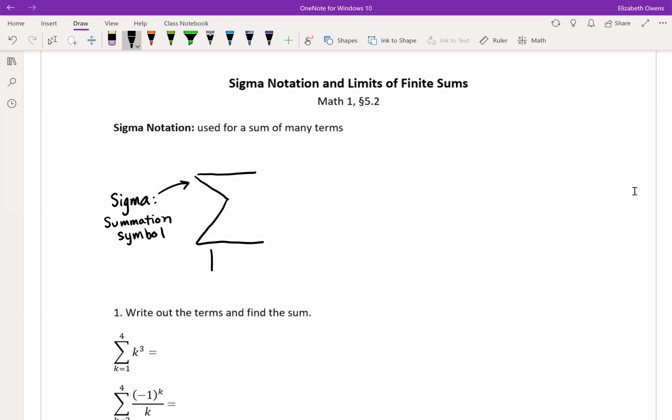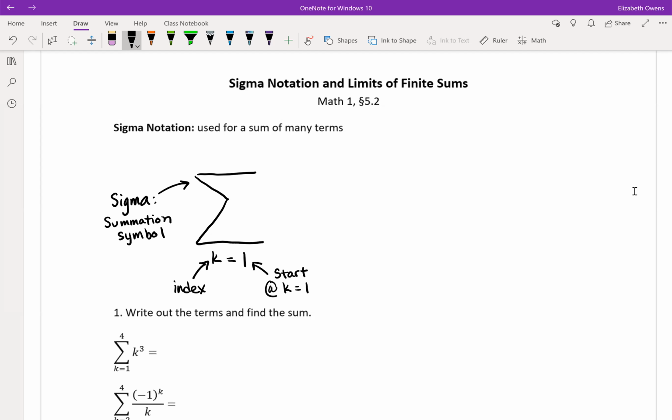We have down at the bottom something like k equals 1. And this k, sometimes you'll see that written with different letters, like maybe i or j. Usually it's one of those three, i, j, or k. This is just called the index, and it tells you where we're going to start our summation. So we're going to start with the value of k equals 1.